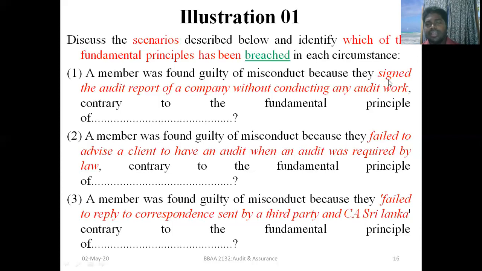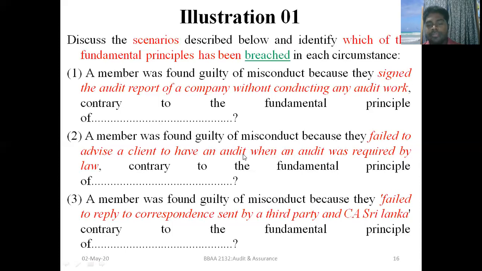Here, nothing is related to the violation of laws and regulations. The particular member or auditor violated integrity. It means the person is not honest, because without conducting the audit, how can the person sign the report? Signing the audit report of a company without conducting any audit work clearly says the auditor is not honest. So which principle is this? That's integrity.